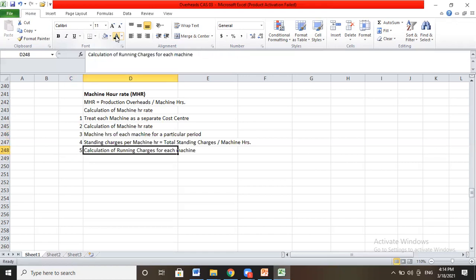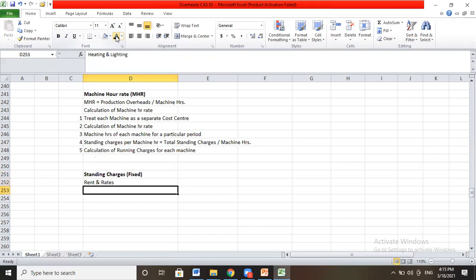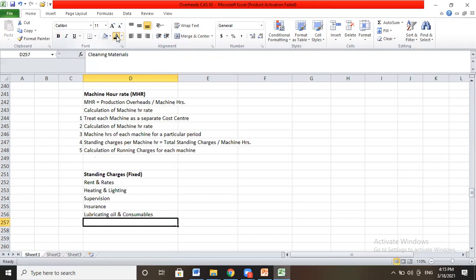After that, the calculation of running charges for each machine. Running charges and standing charges are two different concepts. We need to understand the standing charges. It means the fixed cost, which includes rent, rates, heating and lighting, supervision, insurance, lubricating oil and consumables, cleaning materials, and miscellaneous expenses. So this is how we get the standing charges, or you can say fixed expenses or fixed charges.